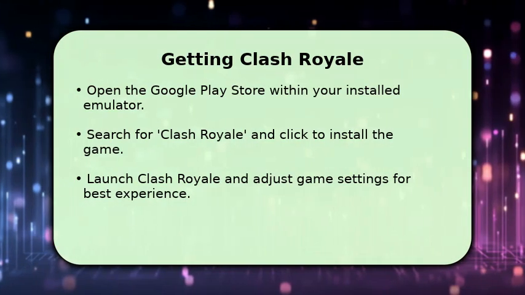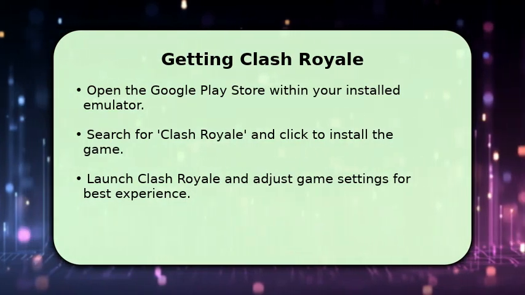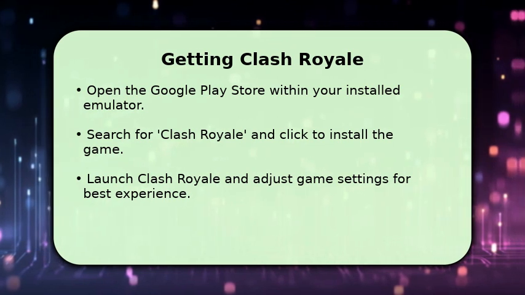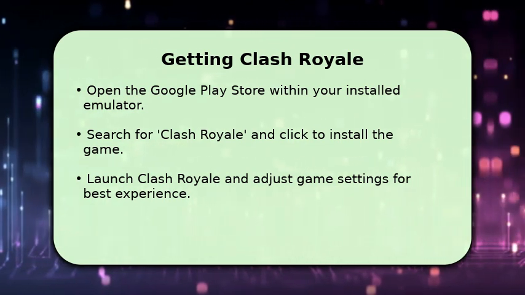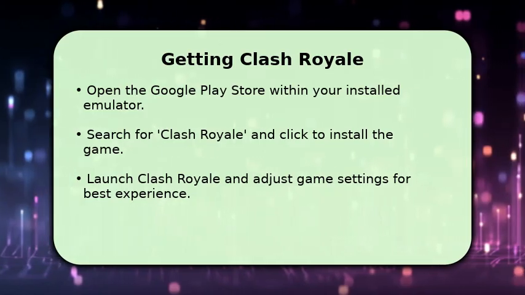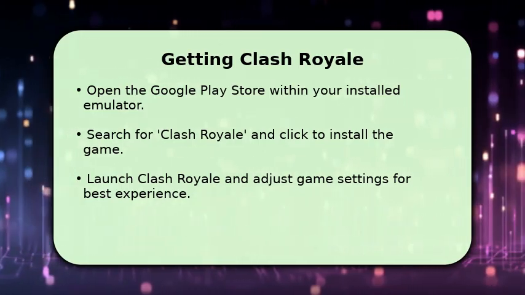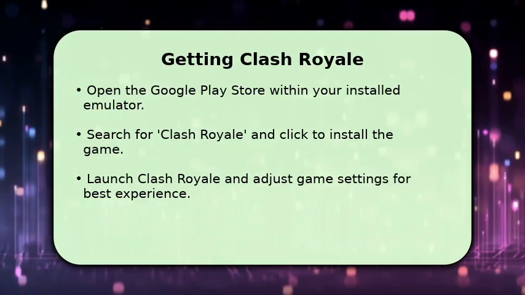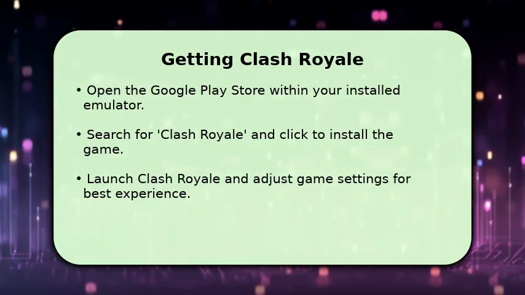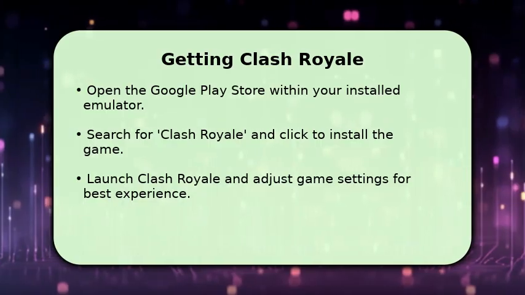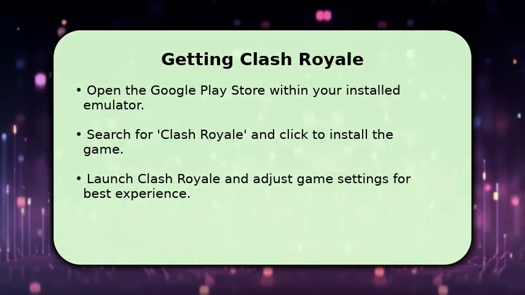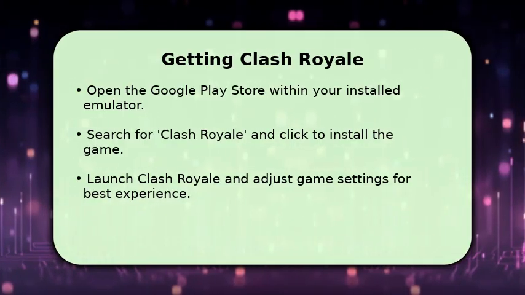With your emulator set up and Google account logged in, open the Google Play Store from within the emulator's interface. Use the search bar to find Clash Royale and then click the Install button. The game will download and install automatically. Once complete, launch Clash Royale. You might need to adjust some in-game settings, such as graphics quality or sound, to optimize your experience on a larger screen.